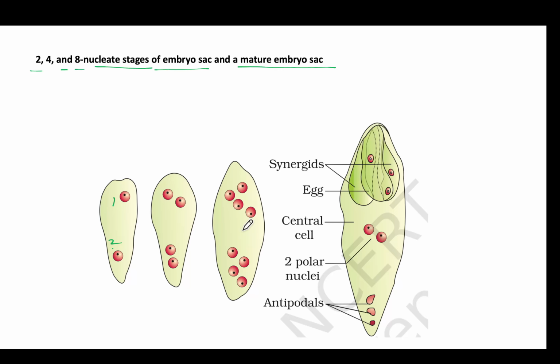So now look at this final structure. These 2 cells are present at the center, 3 cells present below, and again 1, 2, 3, we can see 3 cells present at the top. So this part is which part of the ovule? This part is the micropyle, and this bottom part is which one? Chalazal end. Okay. Now how these cells arrange themselves, that we need to see.